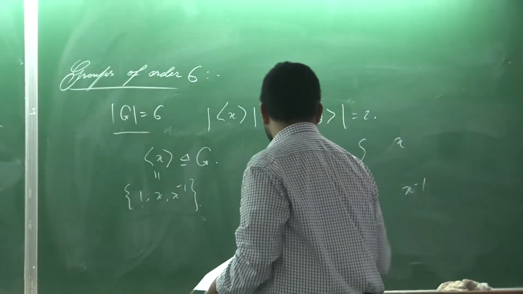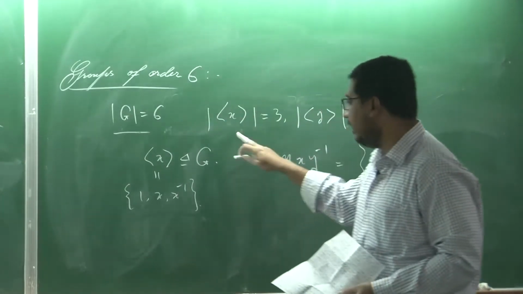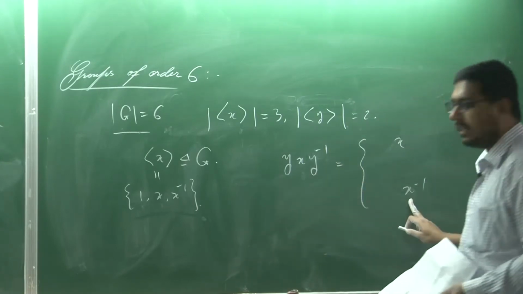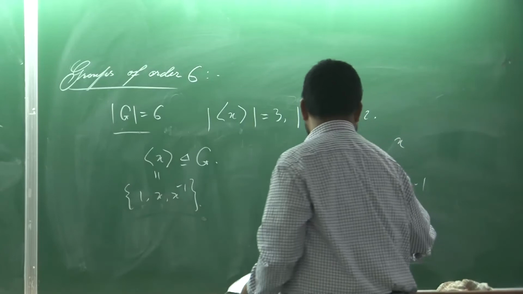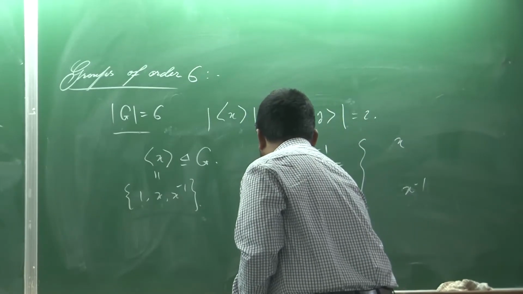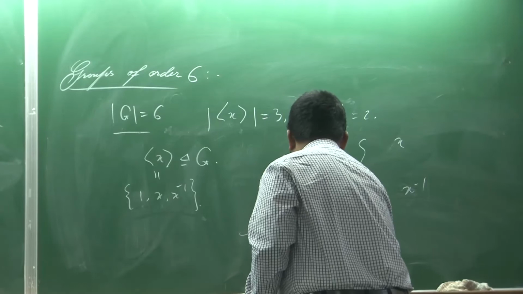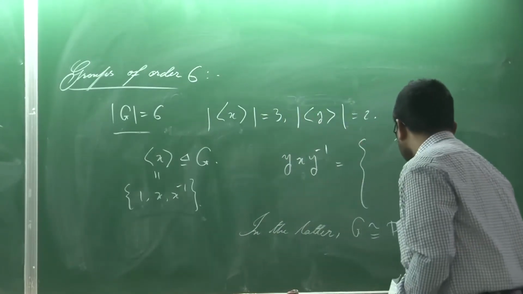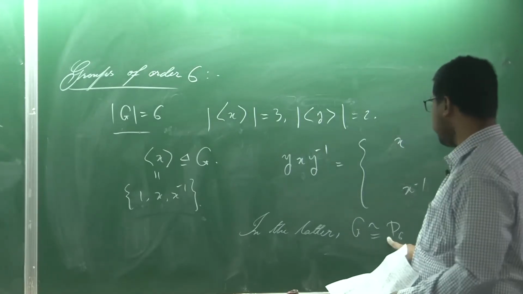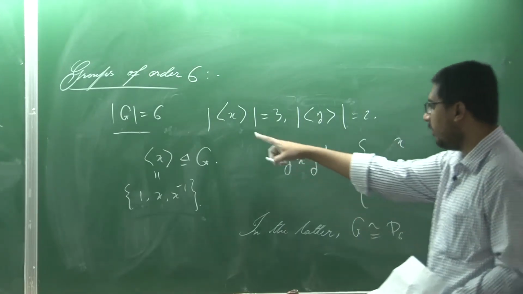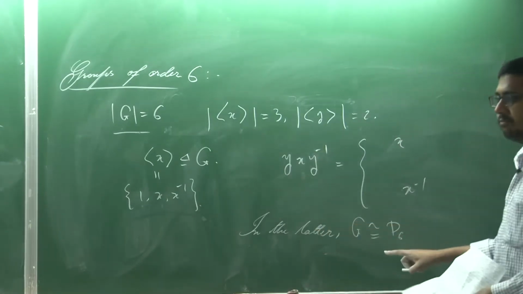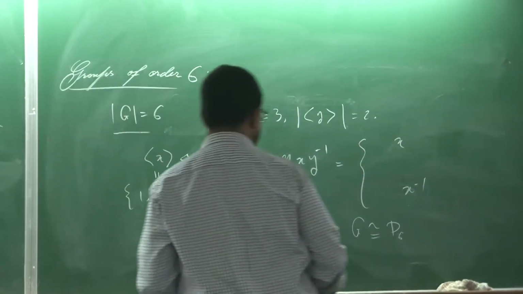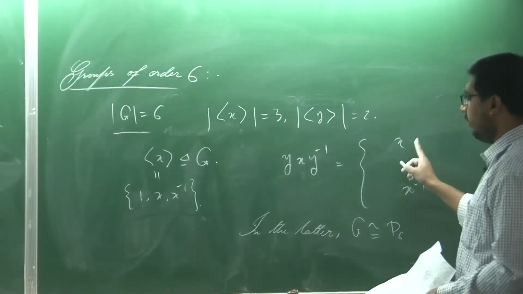So, in this case it is easier to see because we have an element of order 3, another element of order 2, and yxy inverse is x inverse. So, in the latter case, G has to be D6, right? G has to be D6 because we have an element of order 6. This follows from the classification of general dihedral groups. Now let us talk about the former one.